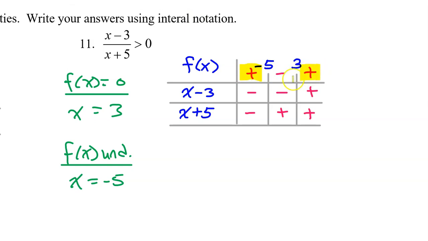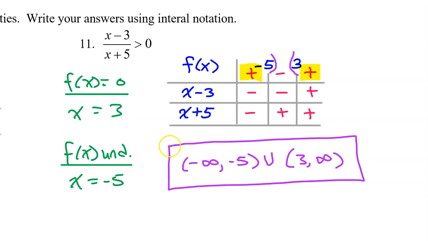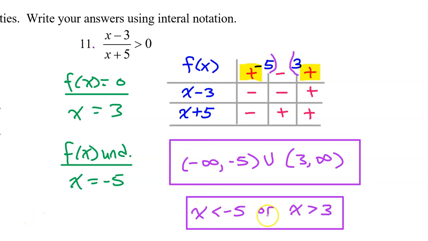So the solutions will be in the intervals where f of x is positive. That's here and here. We will not be including any endpoints this time because we only want values that will cause f of x to be greater than 0, not equal to 0, not undefined. We will show that we are leaving these out by using parentheses in the solutions. So this first interval is from negative infinity to negative 5, and then union 3 to infinity. Here's how you would write that same solution as an inequality.